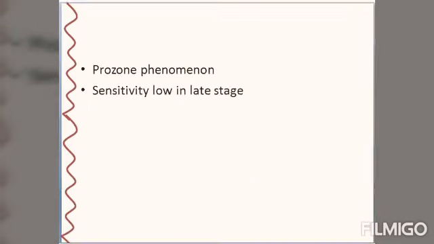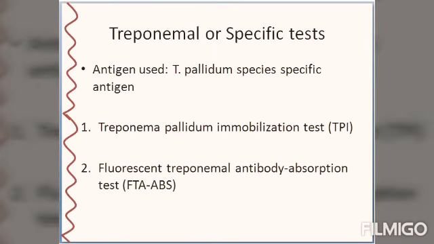And the next disadvantage is it shows prozone phenomenon, and sensitivity is very low in late stage. These are the major disadvantages.